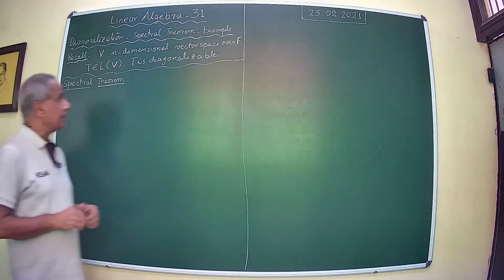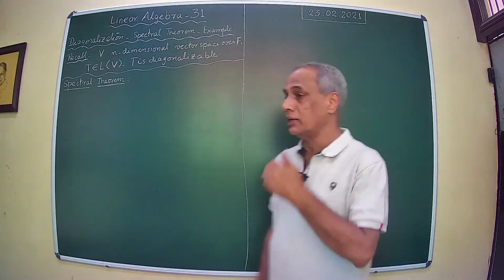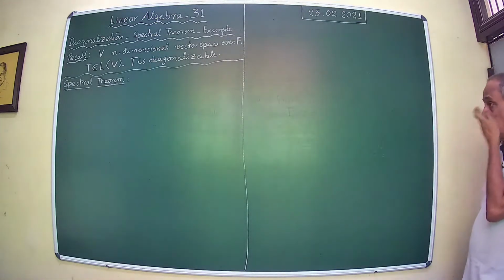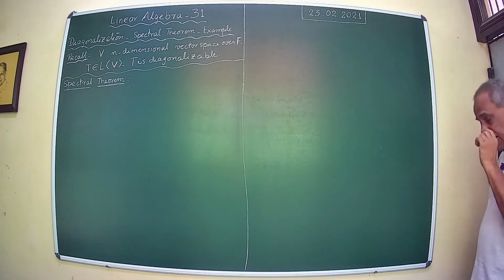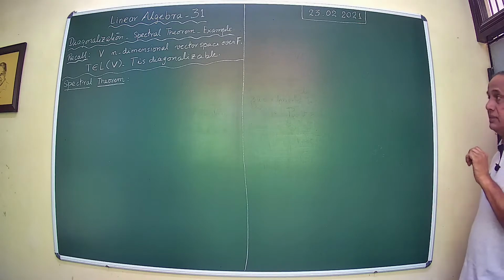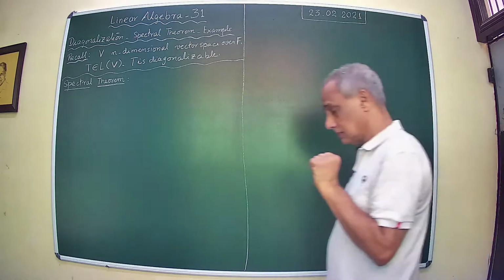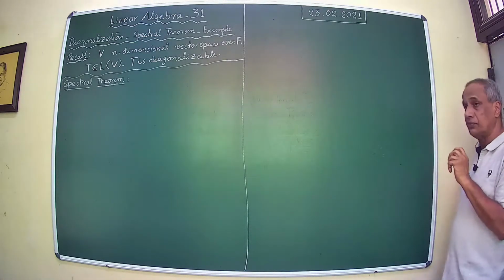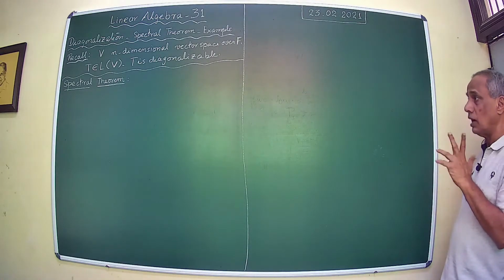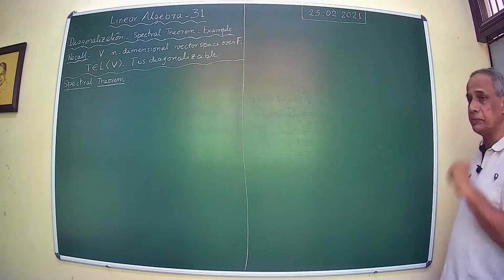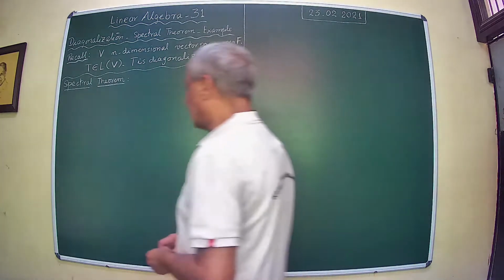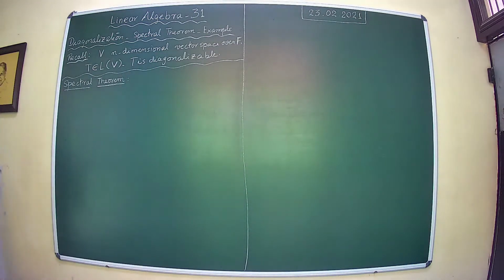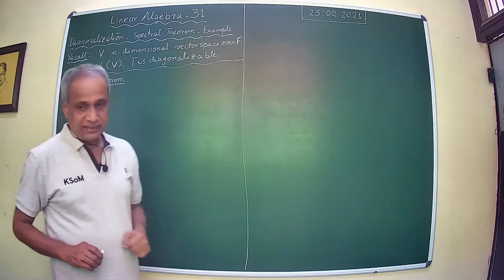We will continue with our discussion on diagonalization. In fact, the last thing that we did in episode 30 of linear algebra was to prove the spectral theorem. Okay. So let us just recall what exactly we obtained.